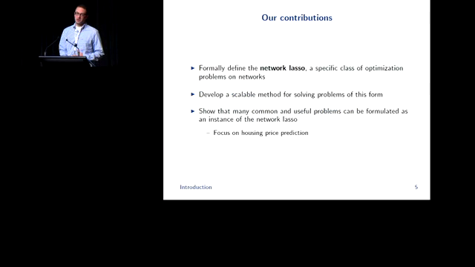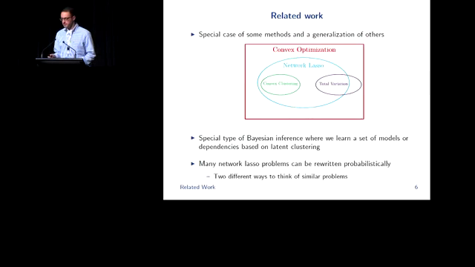So what I'm going to talk about in this talk is a class of problems defined on networks called the network lasso. What we did was we formally analyzed this problem, and then we developed a solver for it that can scale to pretty large problems while also being general enough that a lot of common applications can fall under this form. We're going to briefly look at a few, but the one we're going to focus on is predicting prices, housing prices, based on a series of regressors.